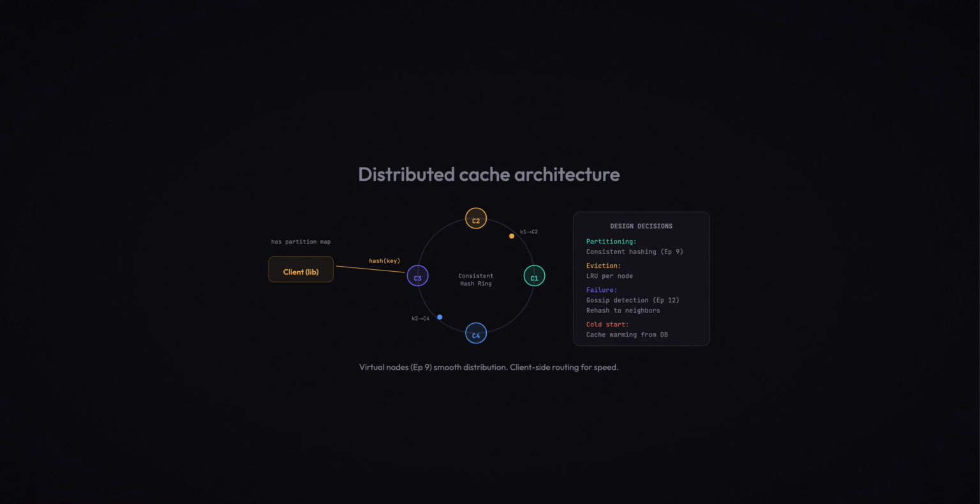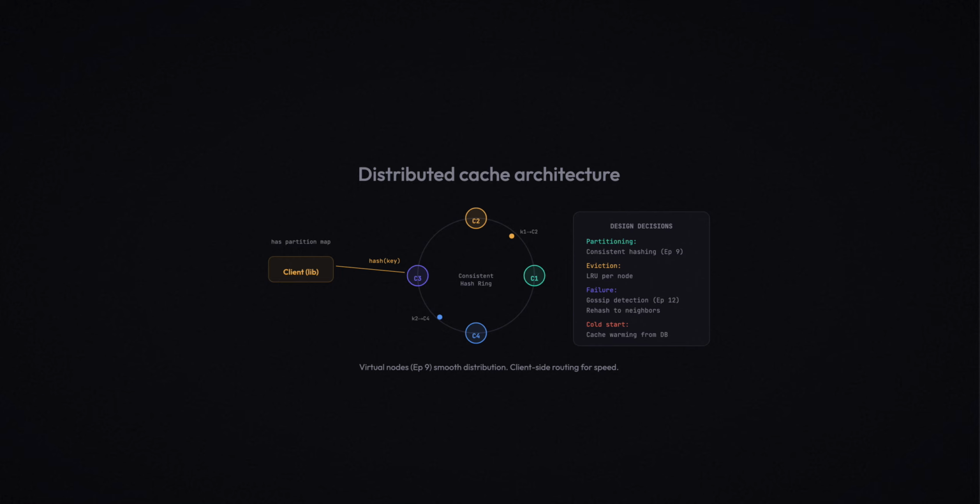The ring uses virtual nodes, 256 per physical node, to smooth out the distribution. When a node dies, gossip-based failure detection from episode 12 notices. The keys that belong to the dead node are rehashed to its clockwise neighbor. Clients update their partition map. Eviction is LRU per node. Least recently used items are evicted when memory fills up.